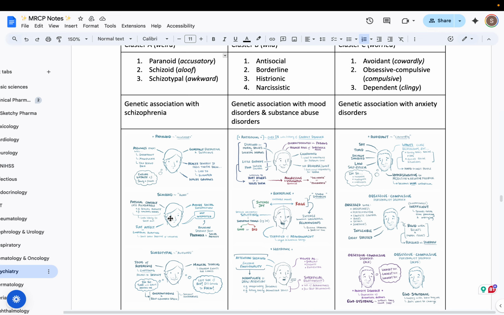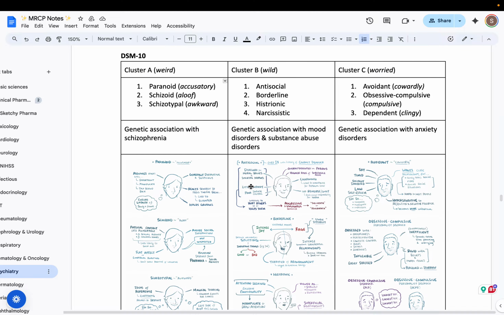They're not interested. Schizotypal are weird or awkward people. They have ideas of reference. Everything would be related to destiny. They're in tune with events around them. They have overconfidence, socially inappropriate and self-centered speech, magical thinking, and believe random events are linked. That's schizotypal. Now, wild: these are associated with mood disorders and substance abuse disorder.